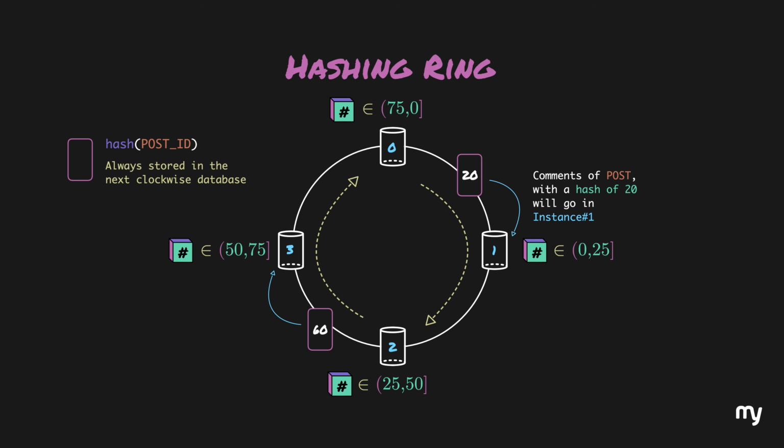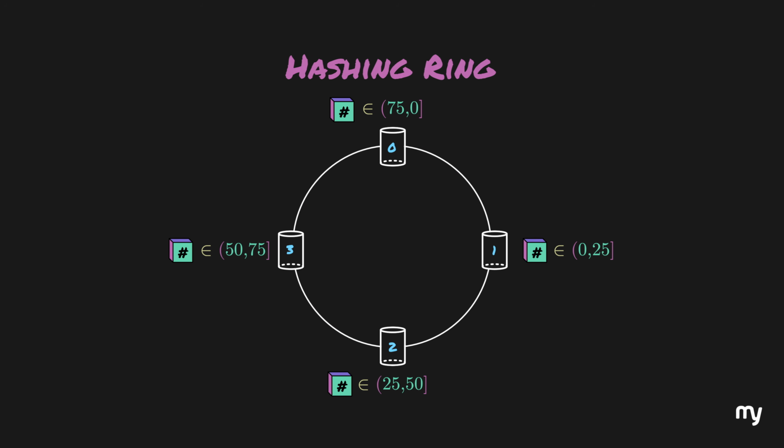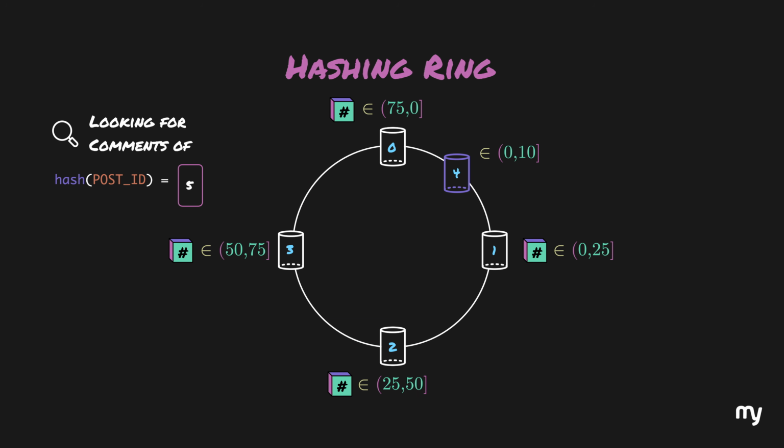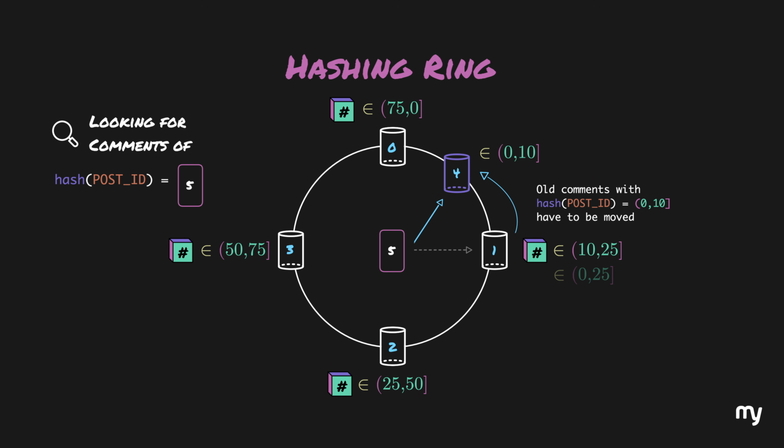Now let's see how this hashing ring solves our problem of changing number of servers. So let's assume that a new database is added and we decide to put it at position 10. Now, according to our logic, if we were looking for comments of a post with a hash of 5, going clockwise, we would previously find it in database 1. But in the new system, we would now expect it in the newly added database 4. Meaning, this key has to be moved from database number 1 to database number 4.